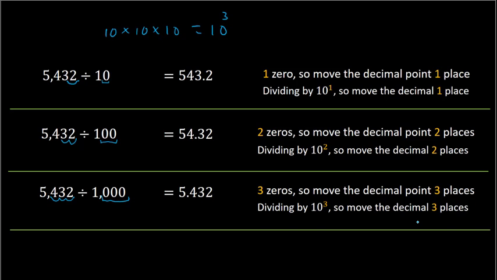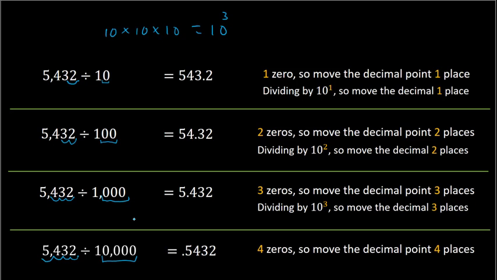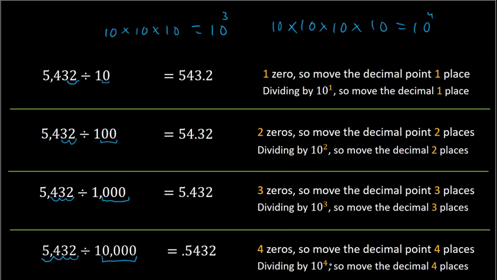And one last one on this slide: if we divide by a 1 with 4 zeros, or 10,000, we see 4 zeros, so we move the decimal point over 4 places. It goes over 1, 2, 3, 4, and we get 0.5432. We can also think of this as 4 tens multiplied together: 10 times 10 times 10 times 10, that's 10 to the 4th power. So the exponent is 4, so the decimal point moves 4 places.